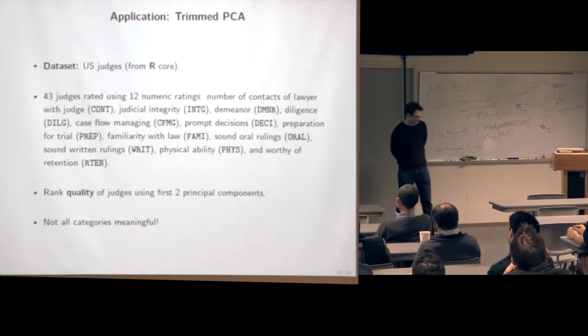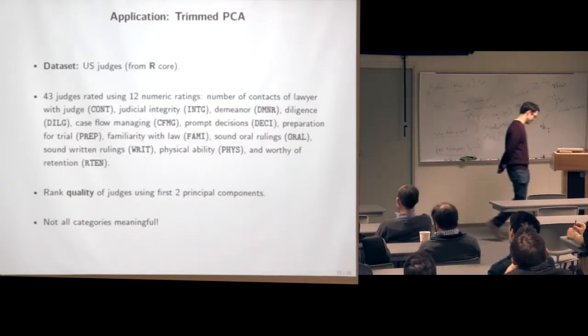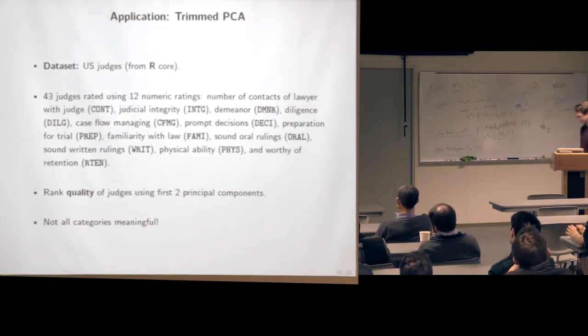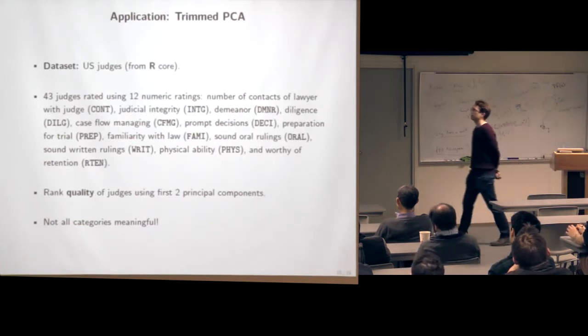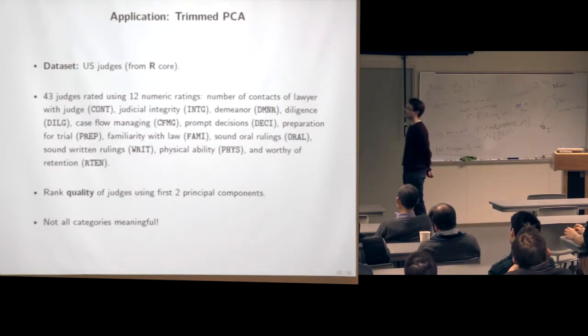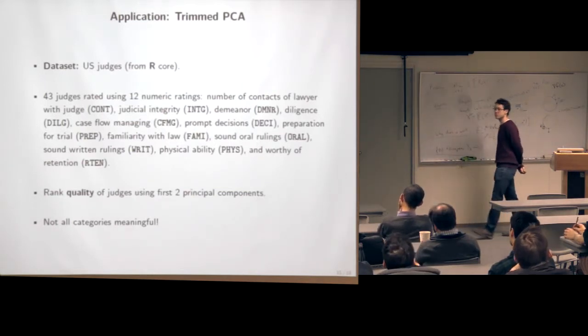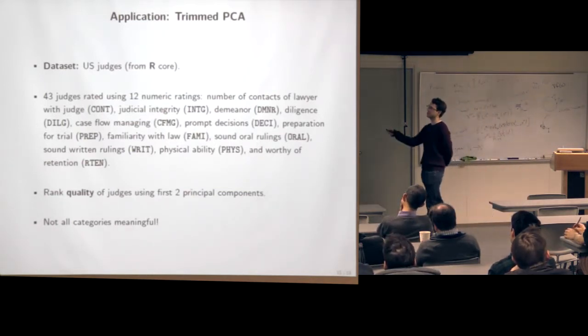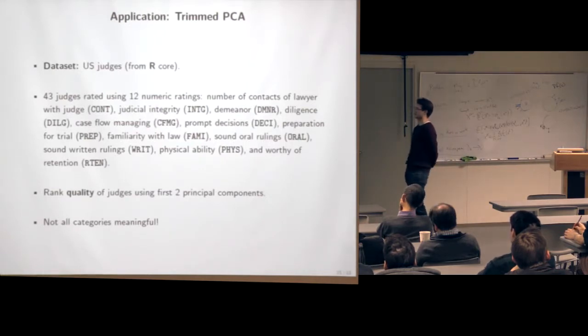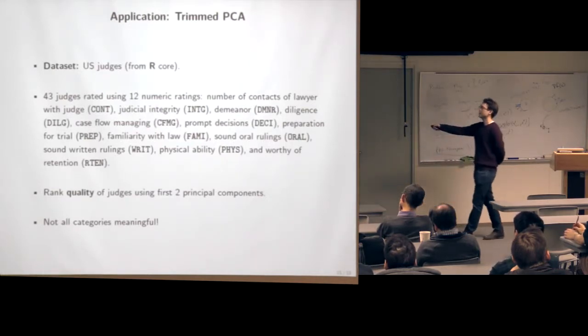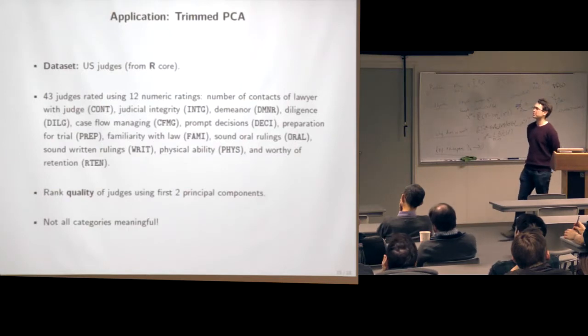So we decided to use a really, really small data set so we could visualize something. This is a data set you can find from the R website, in the R core data sets. 43 judges were ranked using 12 numerical categories. They included number of contacts with the judge, judicial integrity, demeanor, diligence, case flow management, prompt decisions, preparation, familiarity with law, sound oral rulings, sound written rulings, physical ability, and worthy of retention.